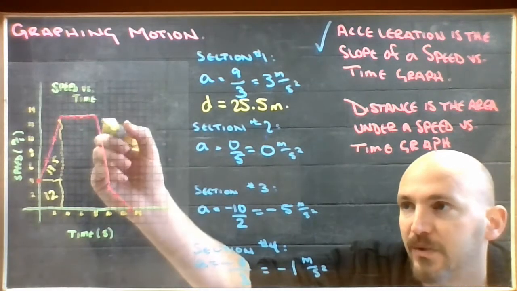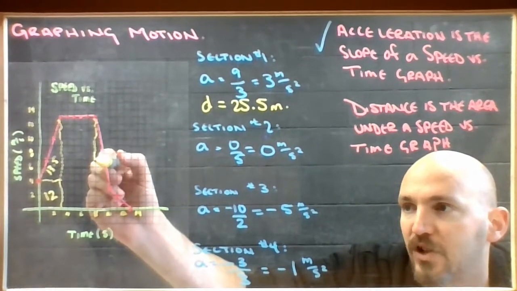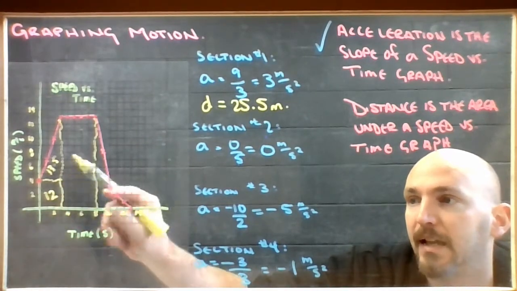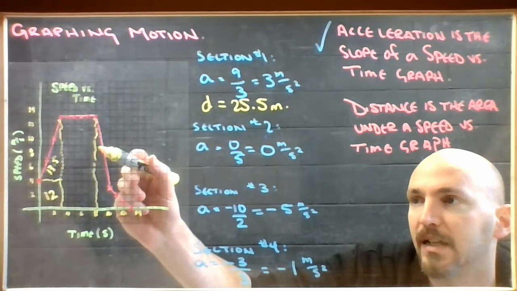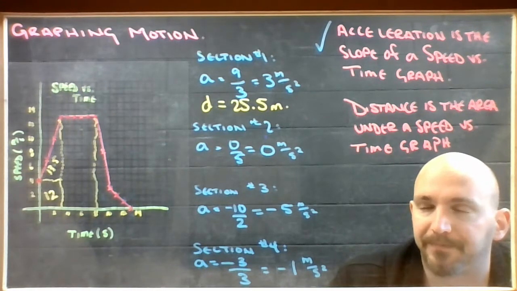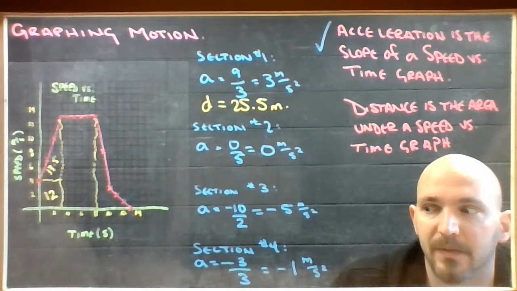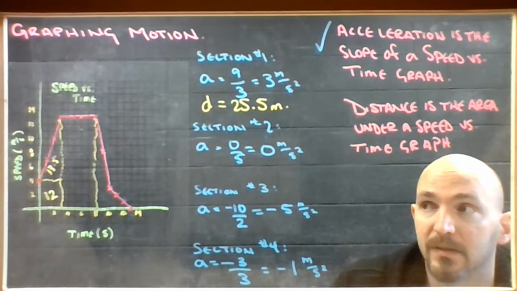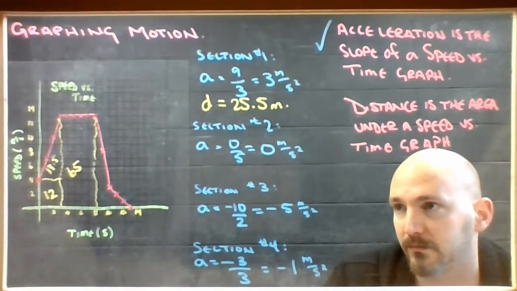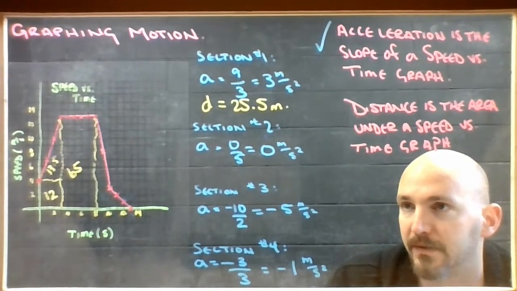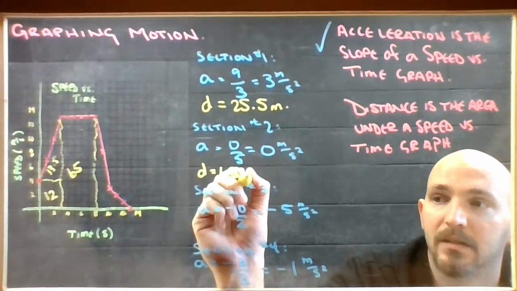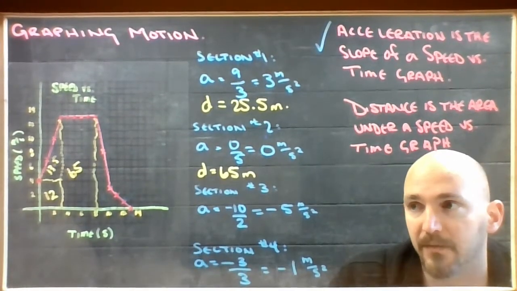In this next section, section 2, I just have this giant tall rectangle. And it is 1, 2, 3, 4, 5 squares wide, and 1, 2, 3, 4, 5, 6, 7, 8, 9, 10, 11, 12, 13 squares high. So the area of a rectangle is the base times the height. So 5 times 13: 5 times 10 is 50, 5 times 3 is 15, so a total of 65. Should be 65 squares in there. So in section 2, 65 meters worth of space have been covered.